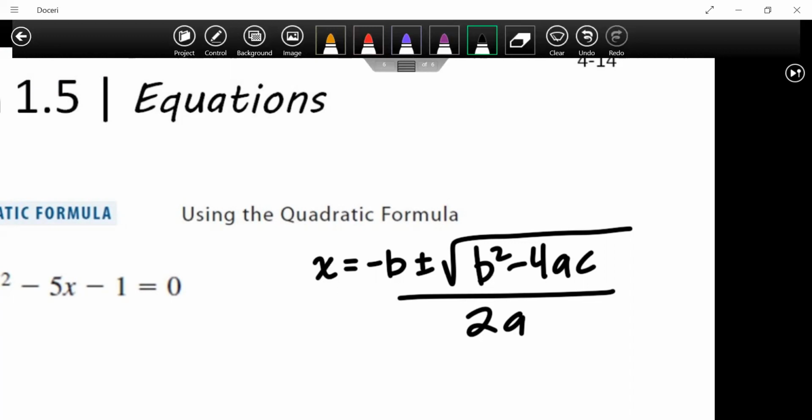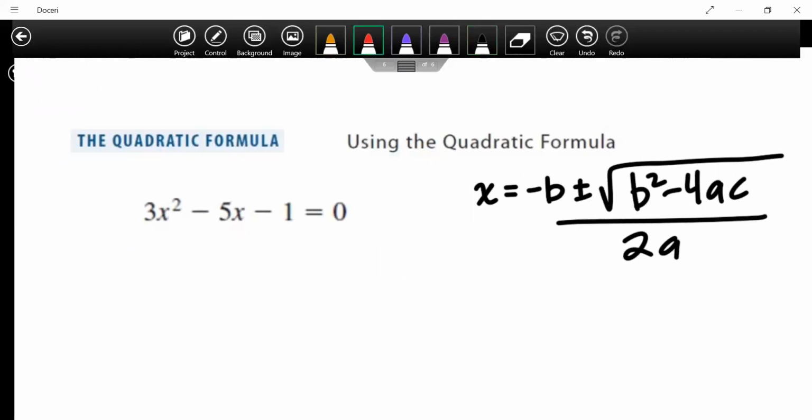Looking at our first one here, we want to be able to call out our variables. It definitely helps you to do it. I have my value of A is equal to 3. My B is equal to negative 5. We take the value, the sign in front of that term, negative 1.